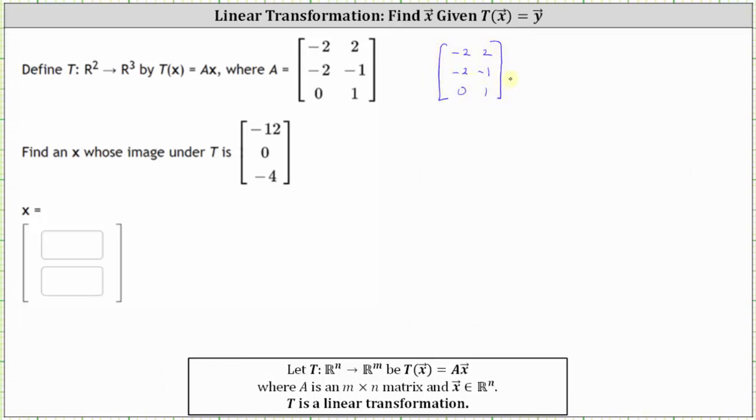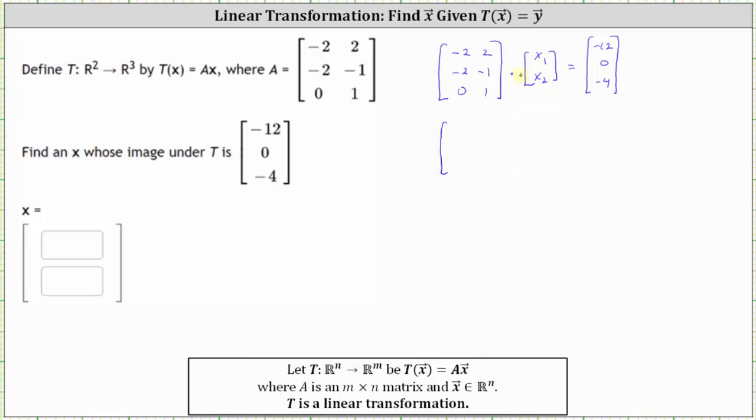times vector x, which is in R2, and therefore the components are x1, x2, must equal the image, or the output vector, which is the vector -12, 0, -4. We know how to solve a matrix equation like this. The next step is to write the augmented matrix for the system.